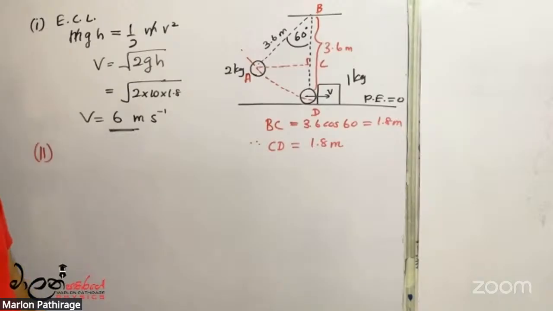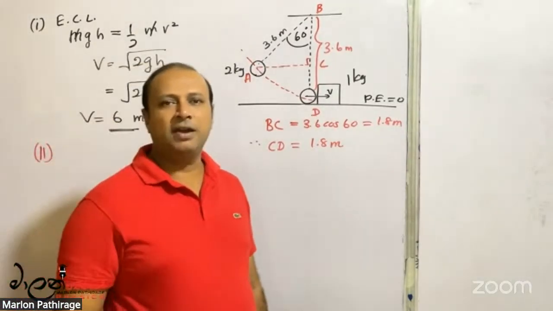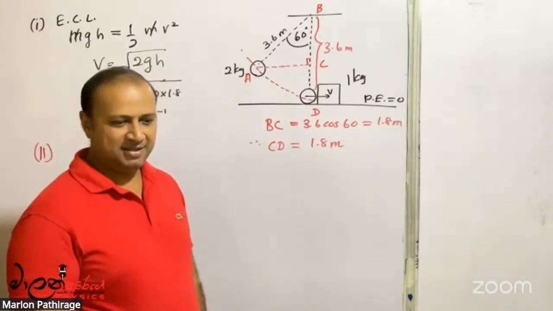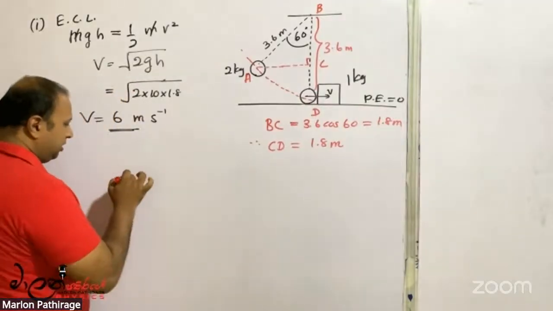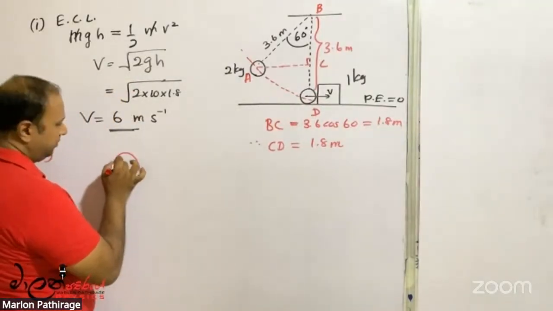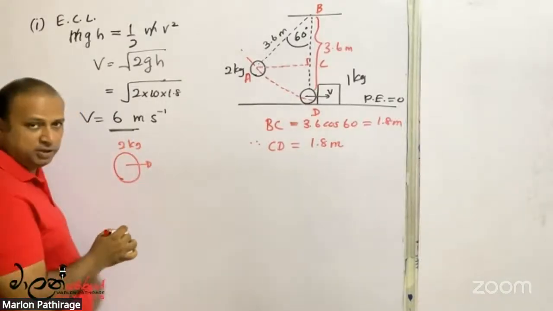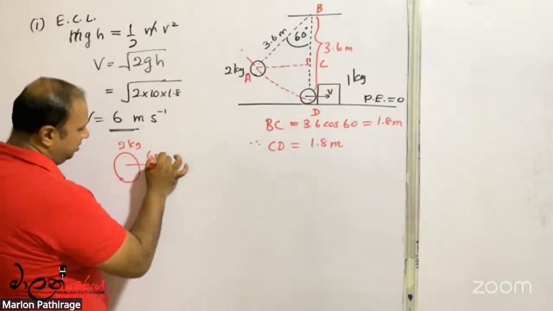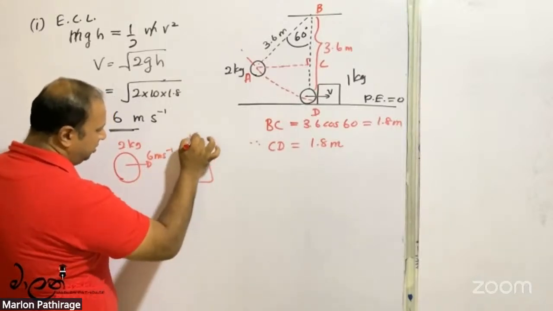Yes, we can apply. So what is the condition for applying linear momentum conservation? We can apply linear momentum conservation. Now, a 2 kg object comes at a speed of 6 m/s, and here there is a 1 kg object.